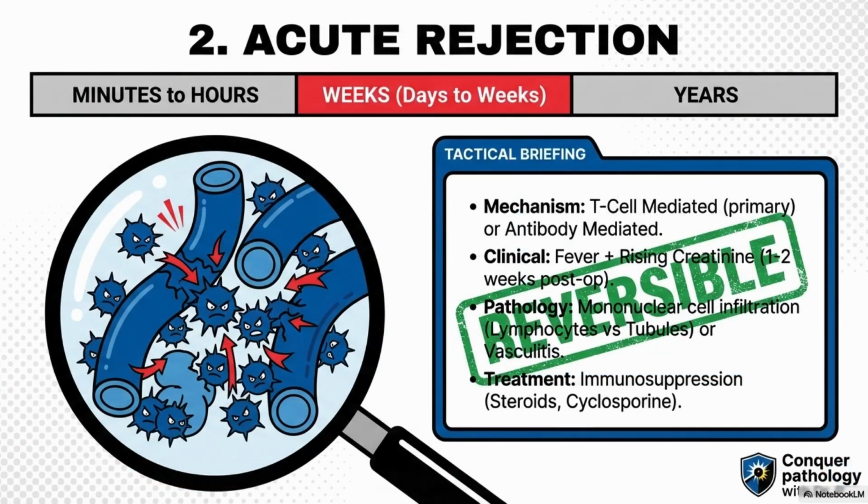Type 2, acute rejection. The time frame here is weeks, usually days to weeks. Mechanism is primarily T cell mediated, though antibodies can play a role. Clinically, the patient presents with fever and rising creatinine. You will see mononuclear cell infiltration, lymphocytes attacking the tubules. Is it treatable? Yes, it is. The treatment is immunosuppression with steroids or cyclosporin.